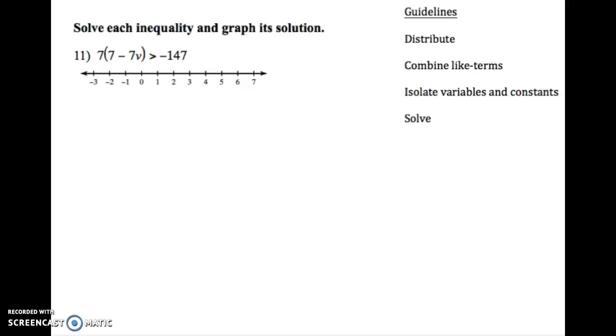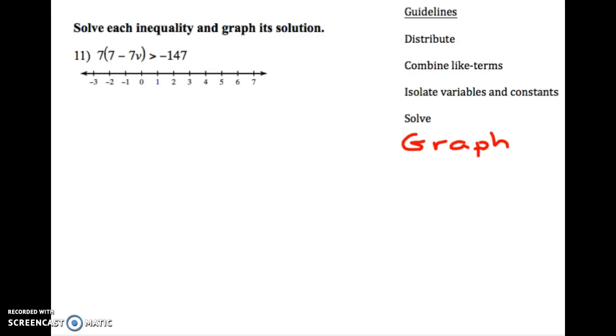We will now be continuing our Algebra 2 Unit 1 test review. We're looking at inequalities problems 11 through 13. Before we get going too far too fast, I'll note that the guidelines are similar to the ones we use for solving equations, with the exception that we also need to graph our solution on the number line.